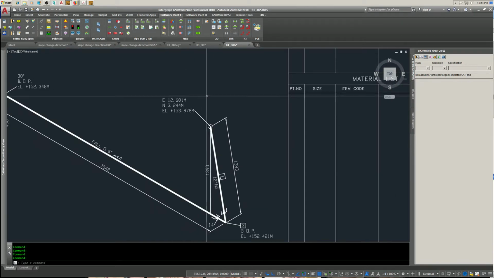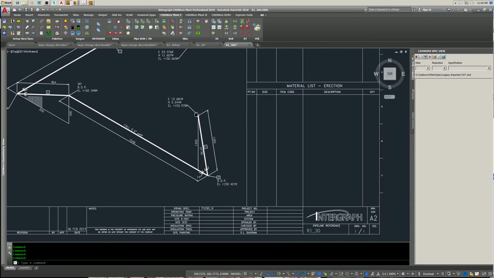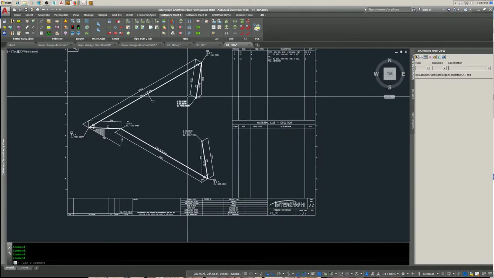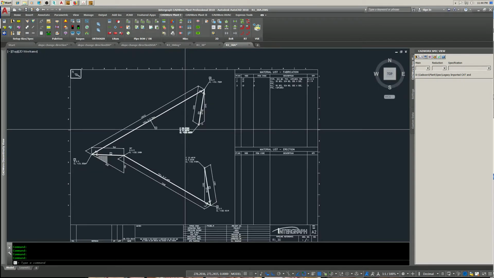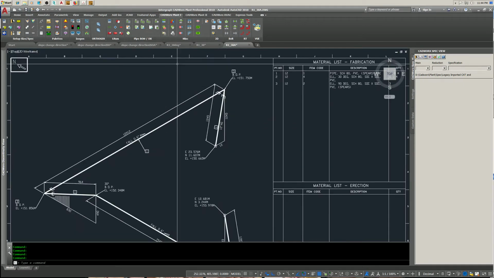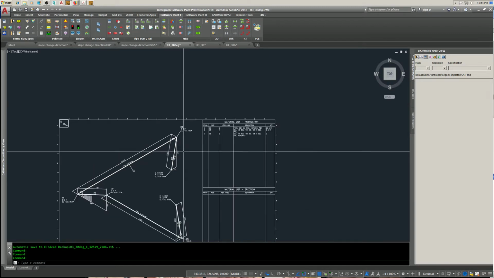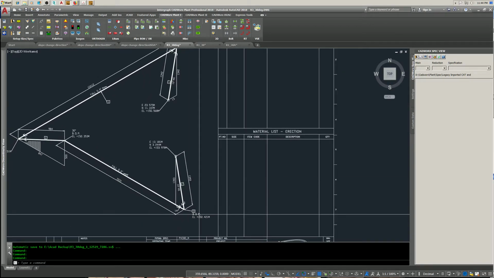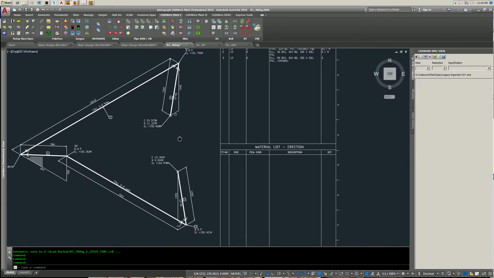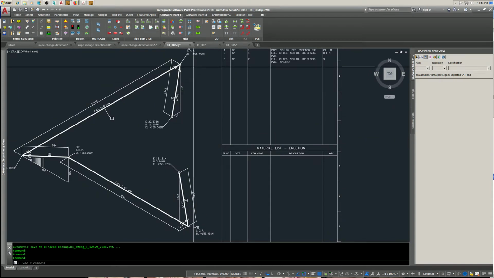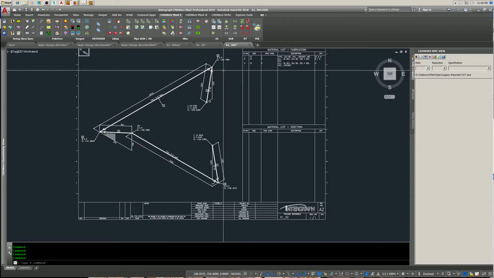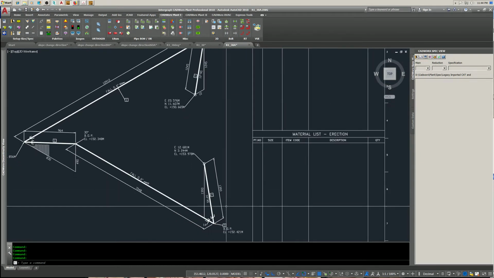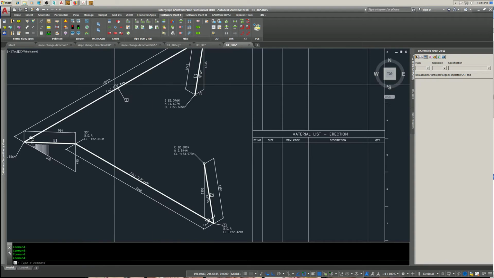I already did this once before. Anyway, check our bottom pipes. Same. Same. Same. We're all good.